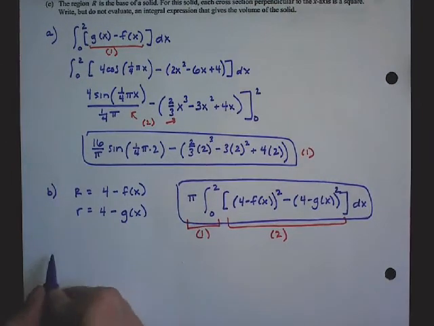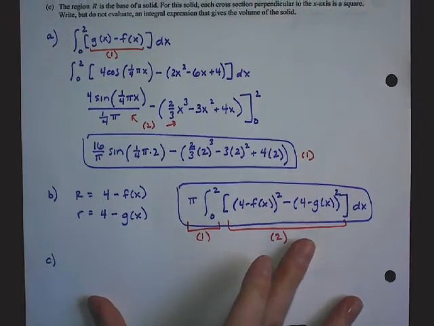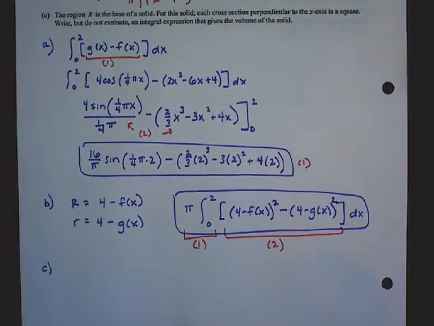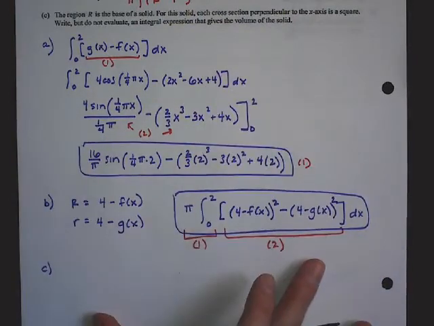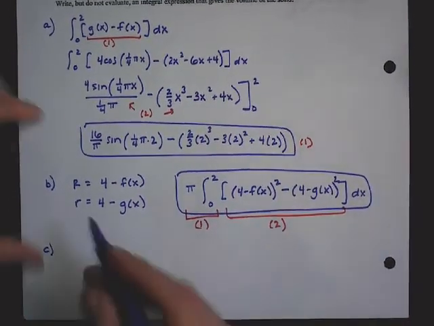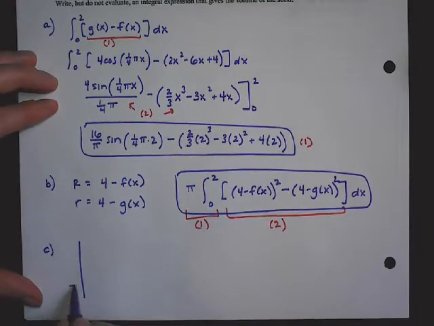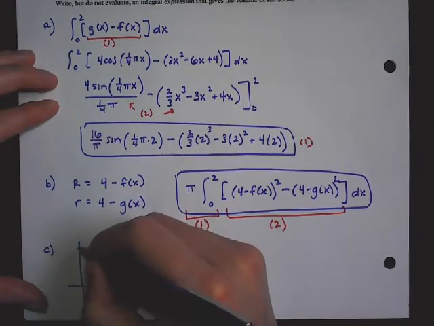So part C says the region R is the base of a solid. For this solid, each cross-section perpendicular to the x-axis is a square, right? But do not evaluate an integral expression that gives the volume of the solid. So since we can't see my picture anymore, I'm going to just redraw it down here real fast. It looks something like this.